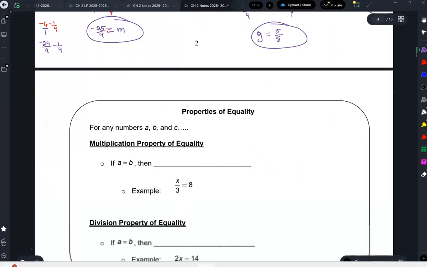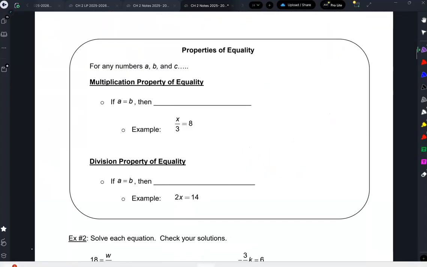Let's do multiplication and division properties. So if you have a equals b, you can do a times c equals b times c, meaning you can multiply the same number to both sides. Okay?